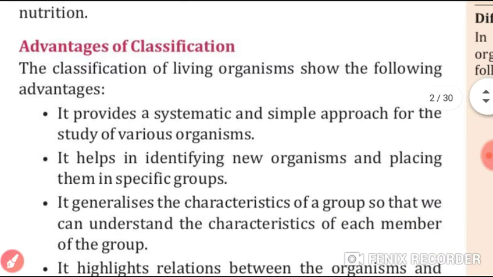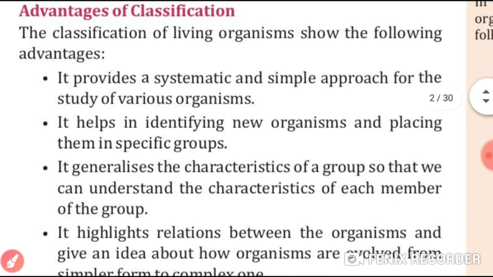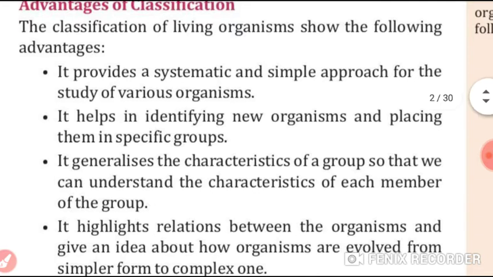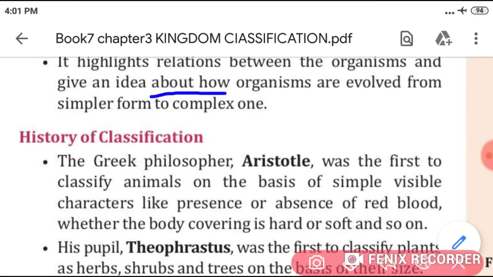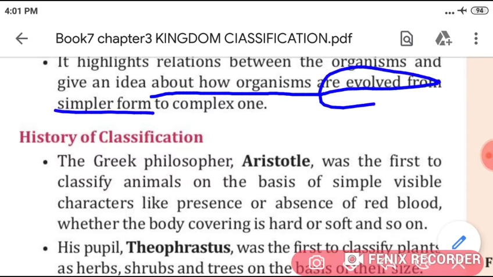Classification of living organisms has the following advantages. It provides a systematic and simple approach for the study of various organisms. Second, it helps in identifying new organisms and placing them in specific groups. It generalizes the characteristics of a group. Third, it highlights the relationship between the organisms and gives an idea about how organisms evolved from simpler forms to complex forms.